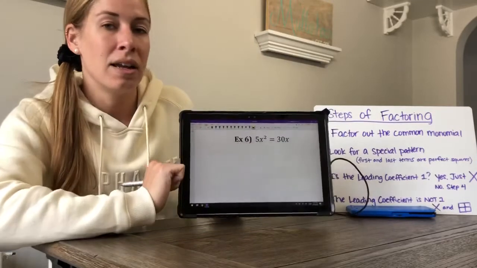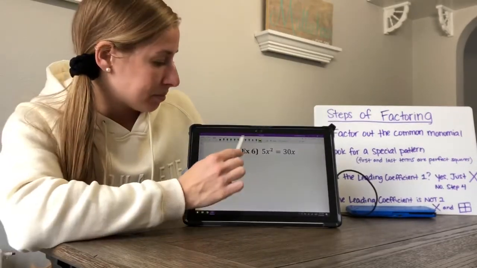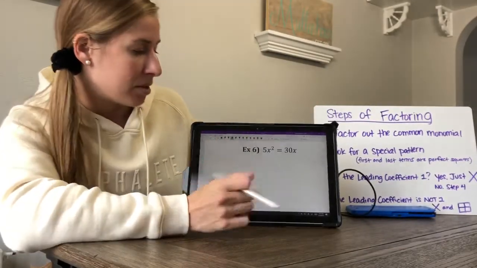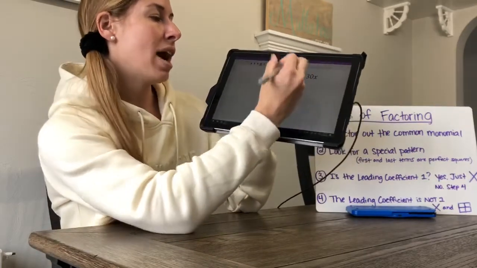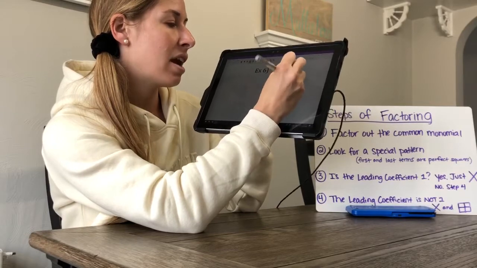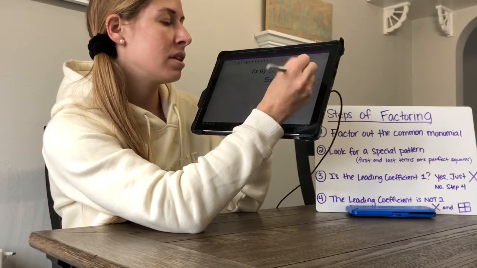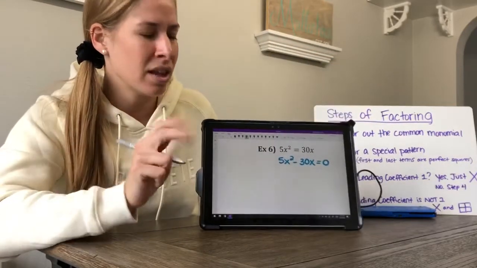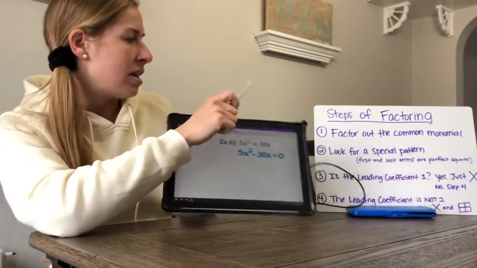6. Again, it's not set equal to 0. So, set it equal to 0. We would need to subtract 30x from both sides. So 5x squared minus 30x equals 0. Again, there's only 2 terms. Now we can factor it.